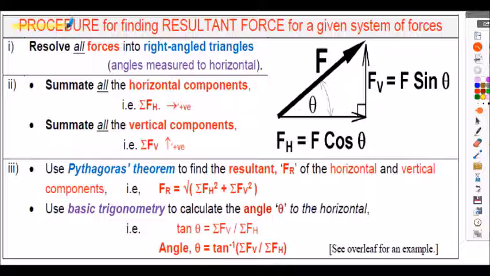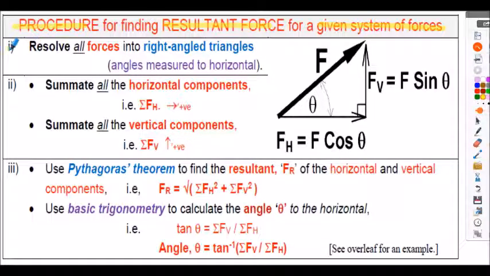Here's an overview of the procedure we're going to use to find the resultant force for a given system of forces. You will find in the examples that follow we'll be given 2, 3 or even 4 forces within our system that we have to resolve to find the resultant force.